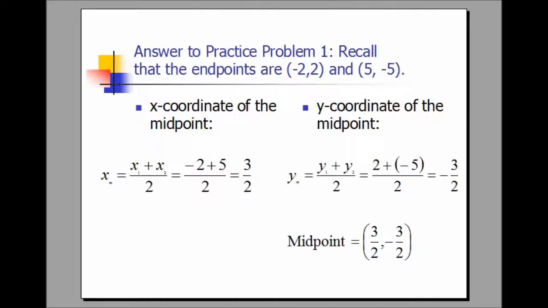Y sub m equals y sub 1 plus y sub 2 over 2. Substituting gives us 2 plus negative 5 over 2 equals negative 3 over 2. Therefore, our midpoint is 3 over 2, negative 3 over 2.